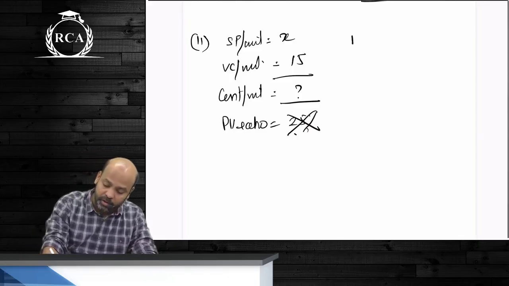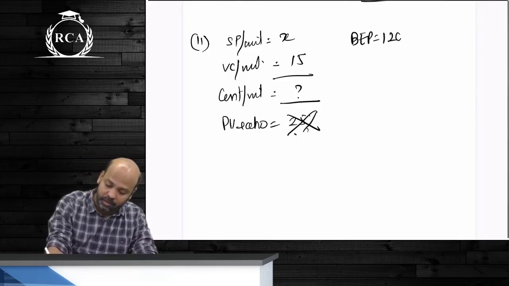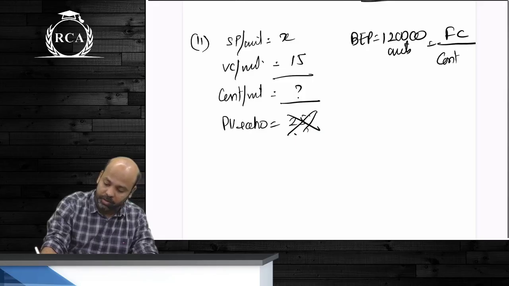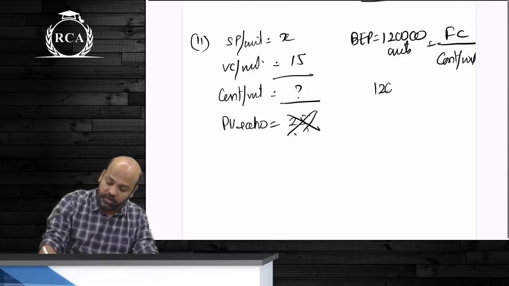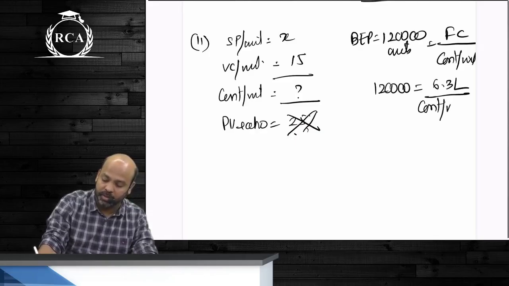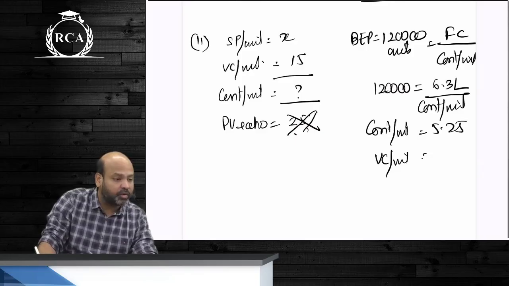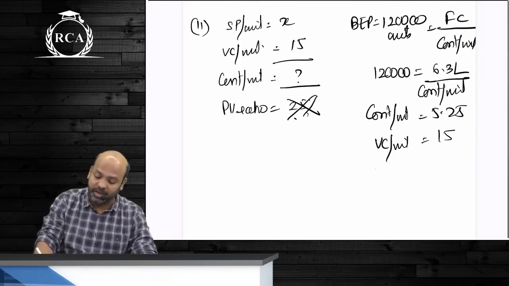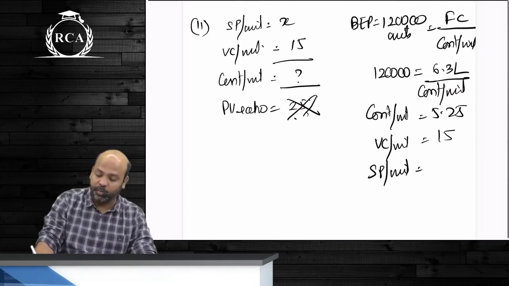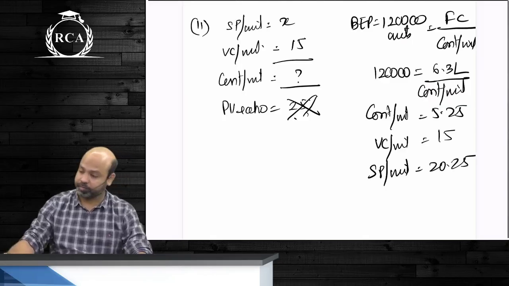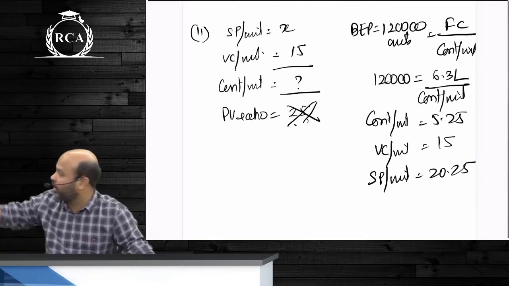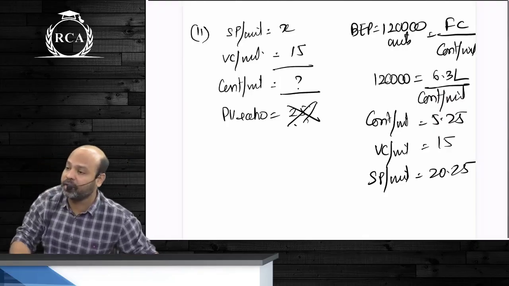Now you can write, guys, your break-even point should be 1,20,000 units. This will be equal to fixed cost divided by contribution per unit. My fixed cost is known, guys. It is 6,30,000. My contribution per unit will become 5.25. Variable cost per unit will remain at 15 rupees only. Please do not increase that to 15.75. So my selling price per unit will be 20.25. Write clearly there that PV ratio will not remain at 25%.